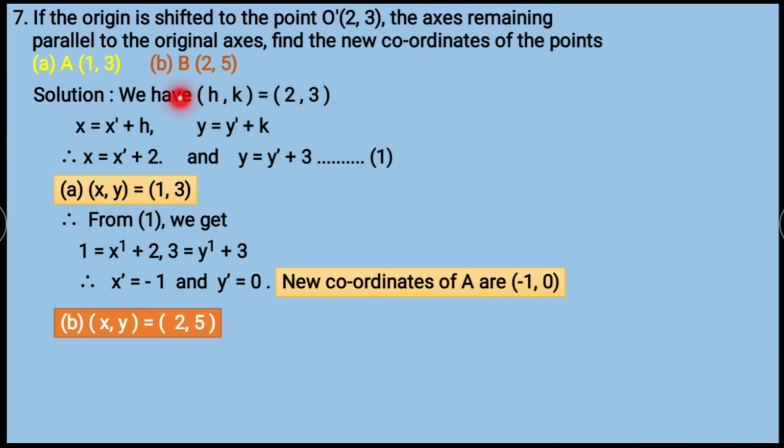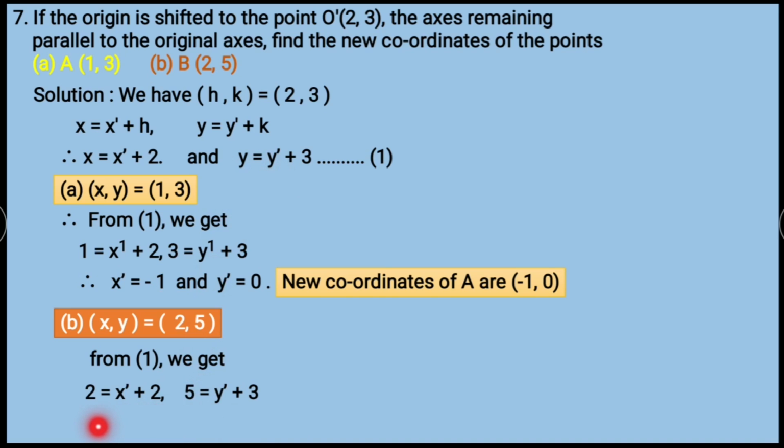Then see sub question B, the coordinates are 2, 5. So we write x, y as 2, 5. We have to substitute this x equals 2 in equation 1 and y equals 5 in equation 1, so as to obtain x dash, y dash. So we write here, from equation 1 we get 2 equals x dash plus 2, 5 equals y dash plus 3. We just substitute x as 2, y as 5.